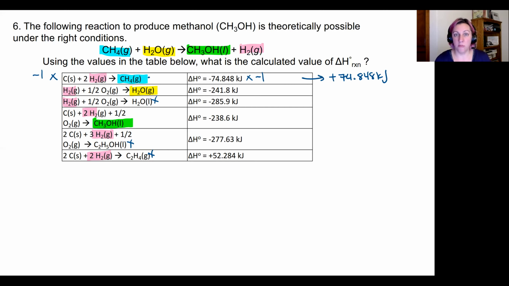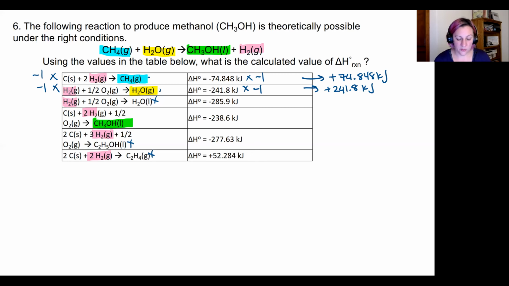Now, for the water, I have the same coefficients, 1 and 1. Great, so I don't need to multiply it by a larger number. But again, the water gas is on the product side in this reaction, and I'm interested in it being on the reactant side. So I'm going to multiply this by -1 too. And that'll give me an enthalpy that is positive 241.8 kilojoules.